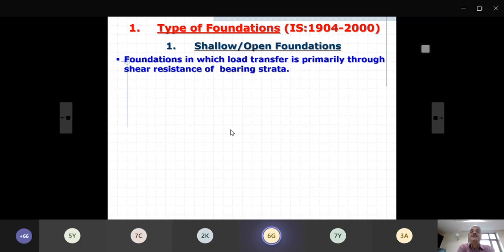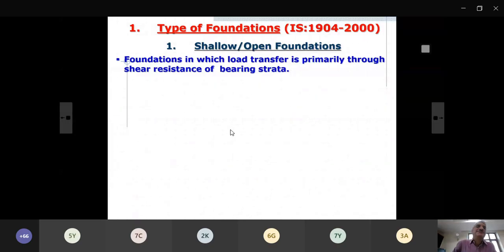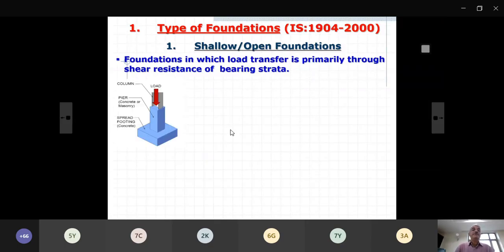Yes, sir. That is the definition given in IS code. But as you rightly said, there are so many other definitions also. We will see them maybe as we go. But this is the definition which IS code gives.